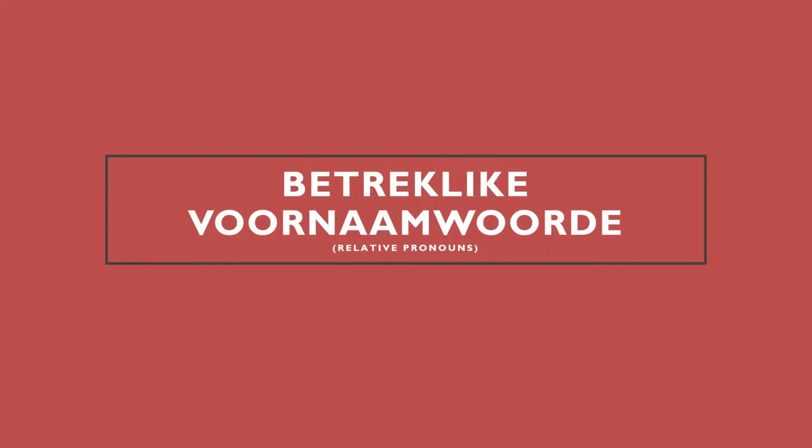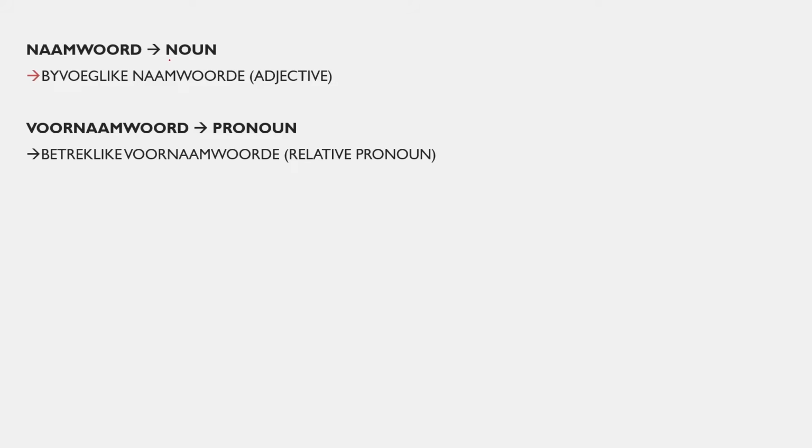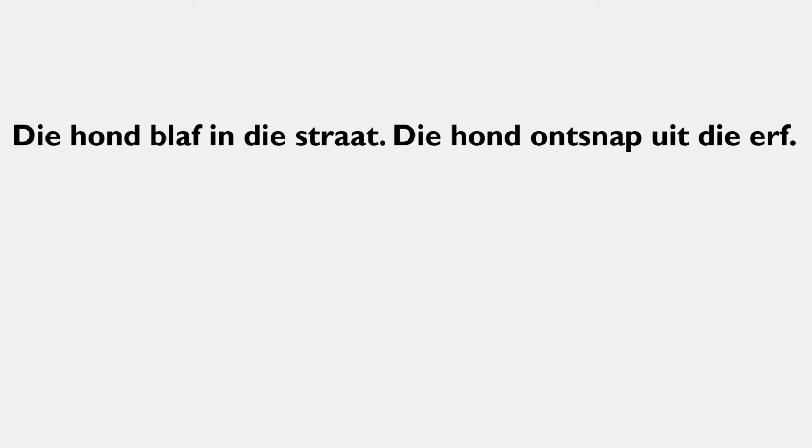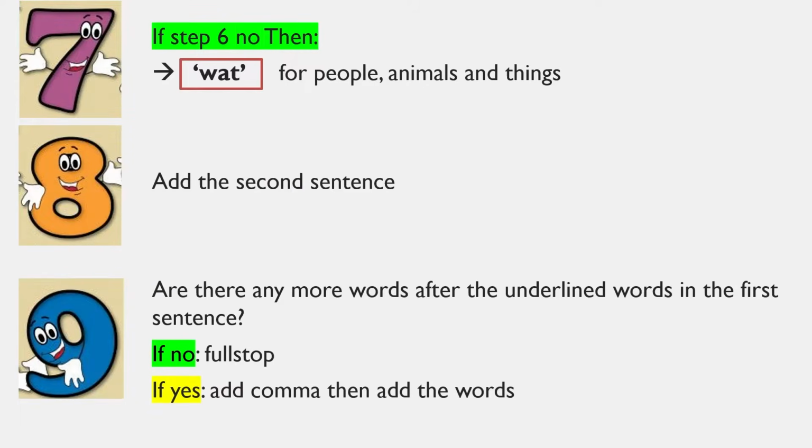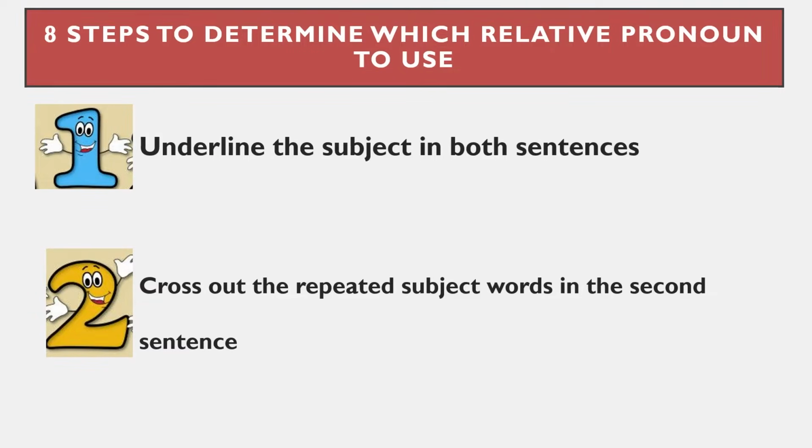Hi guys, today we're going to take a look at Betreklike Voornaamwoorde, and this is your relative pronouns. How did I know it's a pronoun? That is because we know that nouns start with an N and naamwoorde starts with an N, so we know naamwoord is noun. So if we have something in front of the naamwoord, we know, okay, it's something else. It is a naamwoord, it is a noun, but this one is a pronoun. Betreklike Voornaamwoorde. Alright, so I have about 9 steps to successfully decide which pronoun to use.